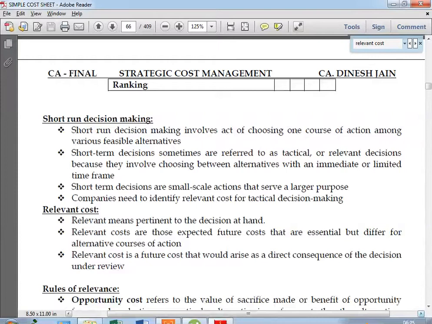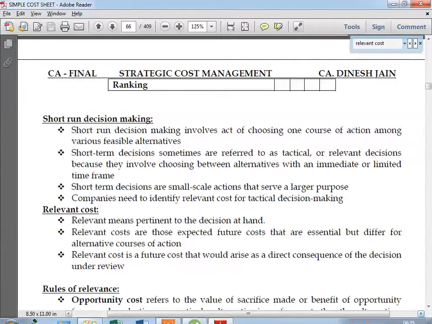What is the relevant cost of the movie ticket? What is the cost of the movie ticket? No, that is before booking. After booking, it is 0. The moment you have booked the ticket, the relevant cost of your movie ticket is 0. You can't do anything with it. If you don't watch the movie, you're not going to get anything out of it.